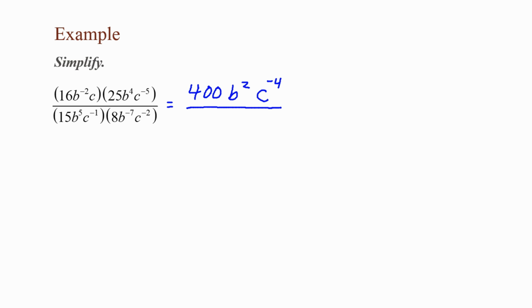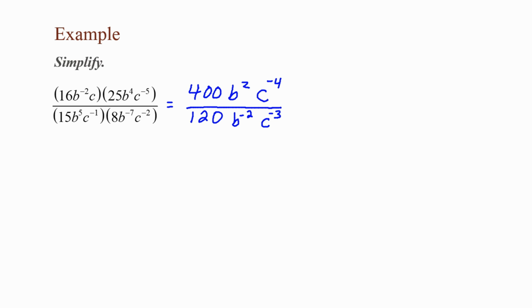Divided by 15 times 8 is 120. B to the 5th times b to the 7th leaves me with b to the negative 2. C to the negative 1 times c to the negative 2 leaves me with c to the negative 3. It's tempting to cancel our b's at this point, but b squared and b to the negative 2 are not exactly the same, so we can't cancel them. We do need to reduce.